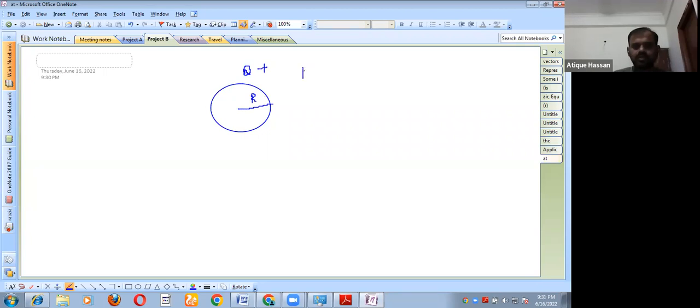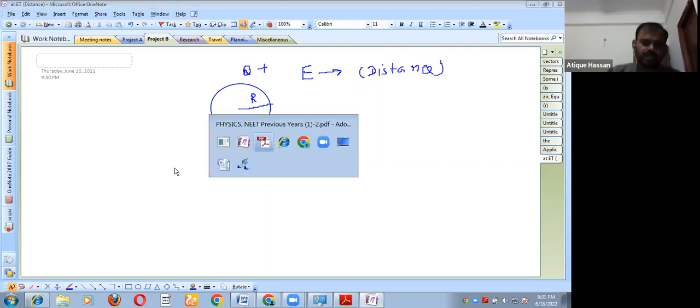So we have to find electric field variation with distance. How the electric field varies from the center. If we are moving away from the center, then how does the electric field vary? So basically we have to see that.